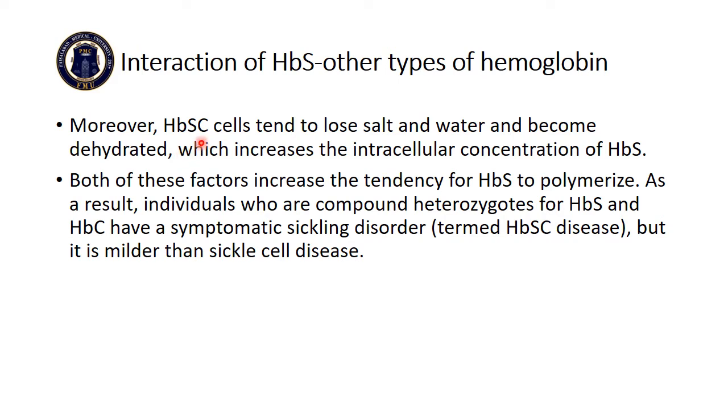One, we have seen that the sickle hemoglobin concentration is high. Secondly, compound heterozygotes tend to lose salt and water and become dehydrated. When the cells become dehydrated, the concentration of the defective hemoglobin increases inside the red blood cells. Both of these factors increase the tendency of sickle hemoglobin to polymerize. As a result, individuals who are compound heterozygotes for sickle hemoglobin and hemoglobin C have a symptomatic sickling disorder, which is termed hemoglobin SC disease, but it is milder than sickle cell disease.